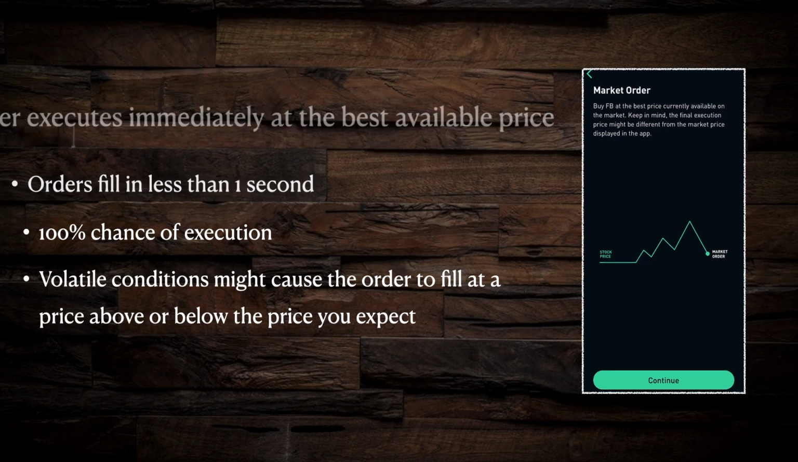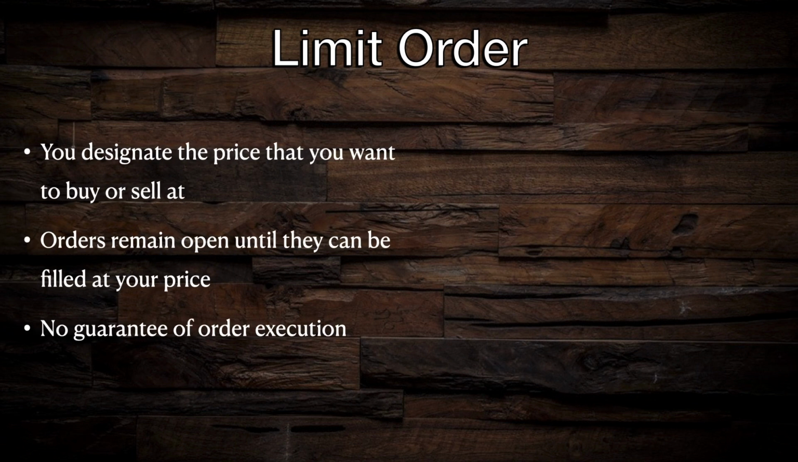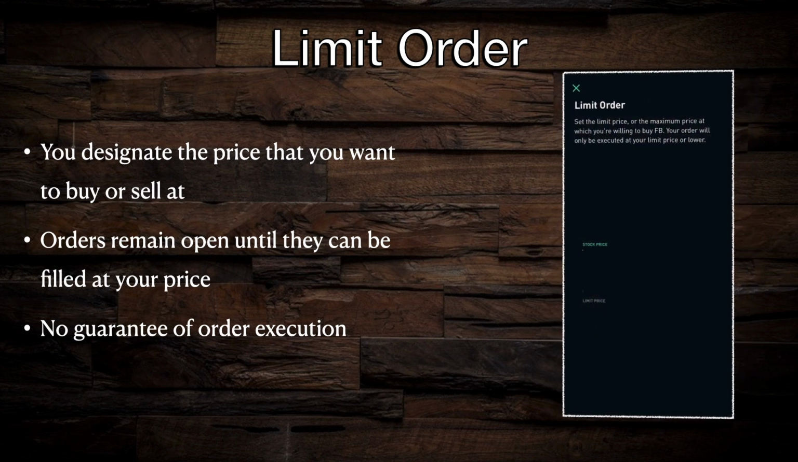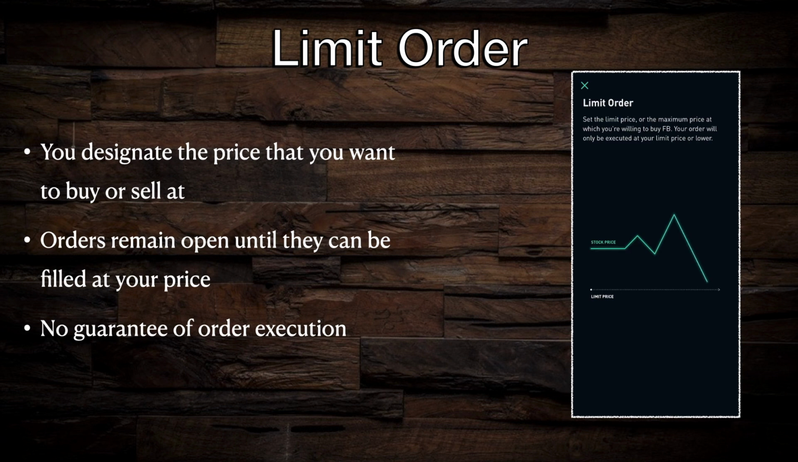The next order type that we're going to look at is my all-time favorite. I probably use limit orders for about 90% of the trades that I make. With a limit buy order, you tell your broker the highest price that you are willing to pay for a stock. That order then will remain open until the stock falls to or below your limit price, at which point your broker will execute the order.